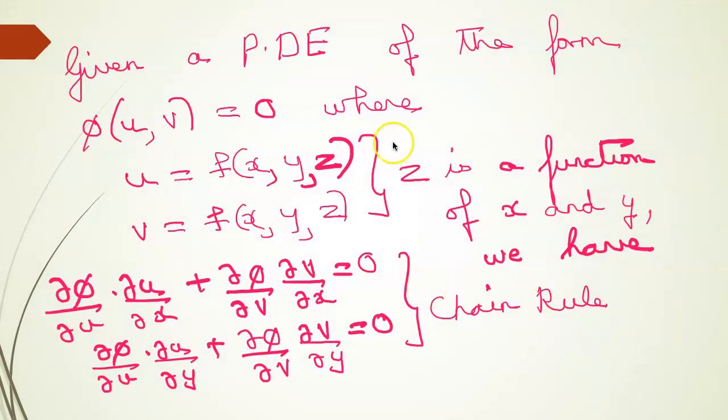Now given a partial differential equation of the form phi u v equal to 0, where u is a function of x, y, z, v is a function of x, y, z, and z is a function of x and y, we apply the chain rule, that is del phi by del u into del u by del x plus del phi by del v into del v by del x is 0, and del phi by del u into del u by del y plus del phi by del v into del v by del y equal to 0. That is the chain rule.